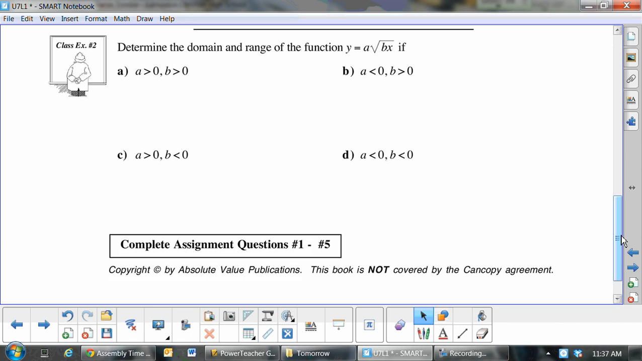Now, this is a very difficult question. It's so difficult because of its simplicity in the asking of it. But this says just determine the domain and range of y equals a root bx. Like how hard can that be? And what would it be if a is greater than 0 and b is greater than 0? How about if a is less than 0, b? I mean, every scenario, could you get the correct domain and range?